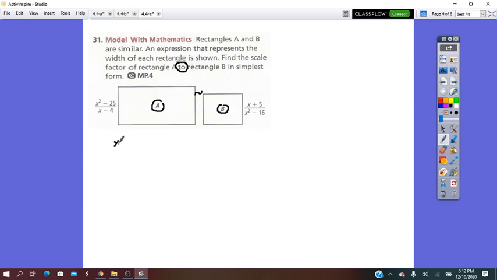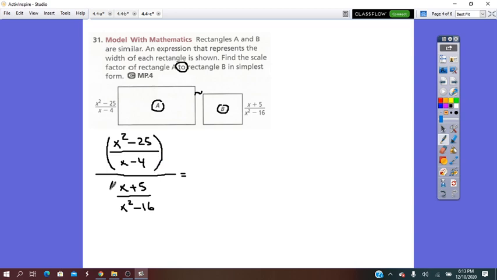So it will be (x squared minus 25) over (x minus 4), all over (x plus 5) over (x squared minus 16) equals. In this way, we got a complex fraction. So this is the numerator and this is the denominator. Both of them are in simplest form, so we have left to factor. So x squared minus 25 is x minus 5 times x plus 5, over x minus 4.